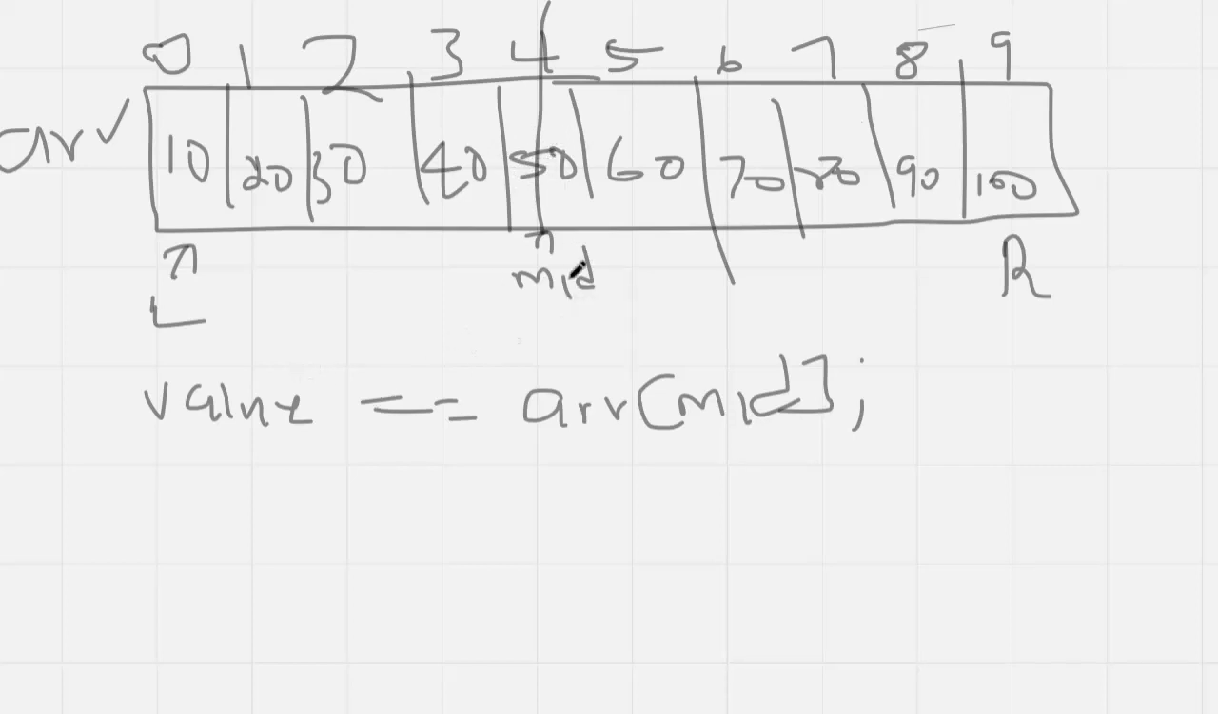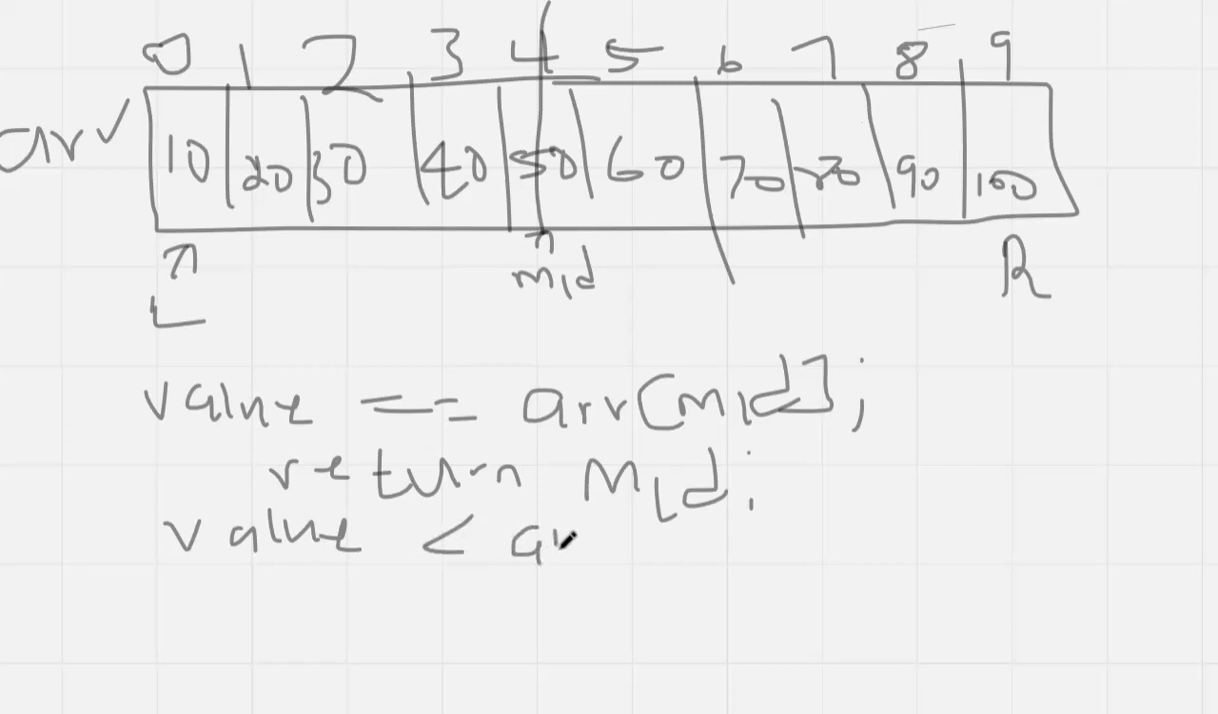Okay. Now, if we find ourselves in a position whereby the target that we're looking for is equal to the contents of the midpoint, then it means that we have found what we're looking for. Then we just return the location at which that is. Then number 2 is that if our value is less than the contents of our mid, then it means that the value must be on the left hand side.